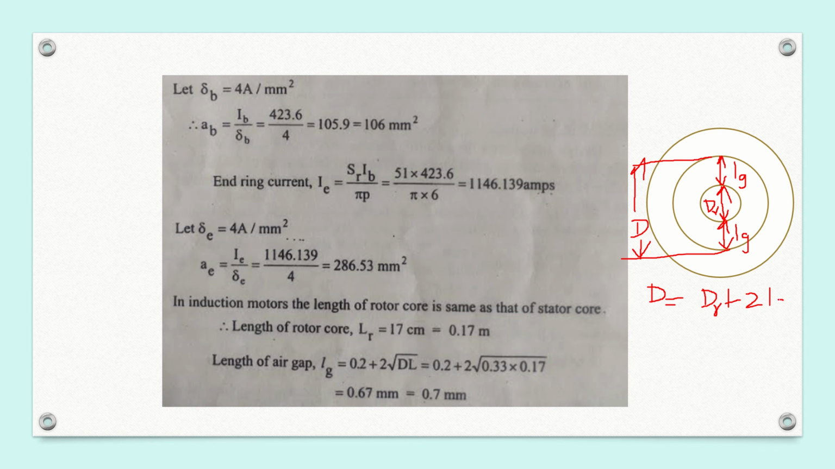Okay, so this is the diameter of the stator. So then we can calculate the diameter of the rotor as stator diameter D minus 2Lg. So Dr, rotor diameter, is stator diameter minus 2Lg. Then we can find out the diameter of the rotor and also the length. Length of the rotor core can be simply taken as equal to the length of the stator core, which is given as 17 centimeter. So length of rotor core is equal to length of stator core, that is 17 centimeter.